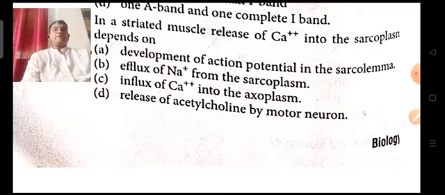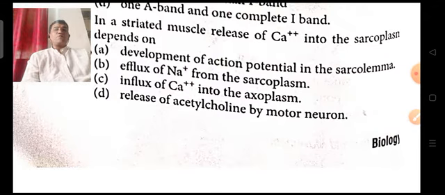In a striated muscle, release of calcium ions into the sarcoplasm depends upon: development of action potential in the sarcolemma, efflux of Na+ from the sarcoplasm, influx of calcium into the sarcoplasm, or release of acetylcholine by motor neuron. So when you see this question, striated muscle means skeletal muscle, and release of calcium ions into the sarcoplasm depends upon what? Influx or efflux of calcium ions will initiate muscle contraction and muscle relaxation.